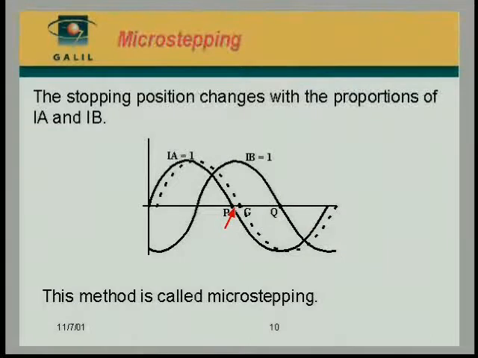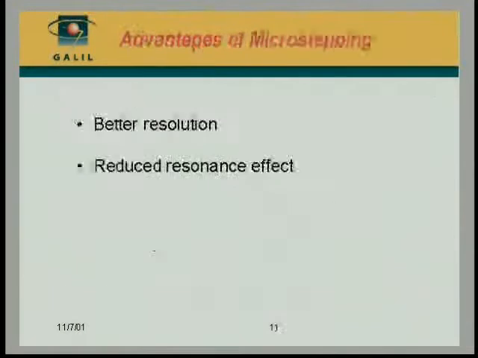And we have DACs that control the current to phase A and phase B. By working with them, the equilibrium position would end up being the arctangent of the ratio between them. This method was developed in the late 70s and 80s, and by now it's very, very common. Now, what are the advantages of microstepping?